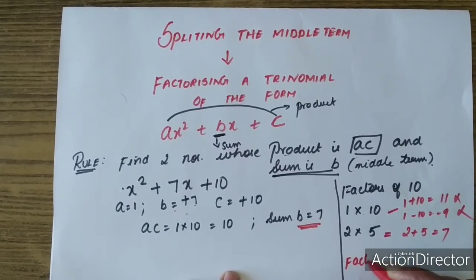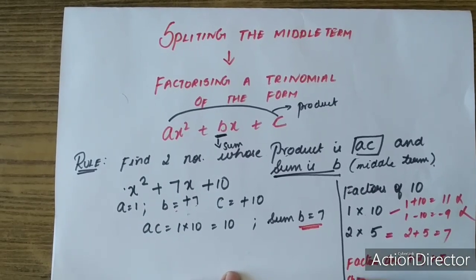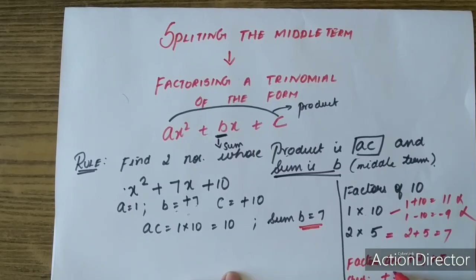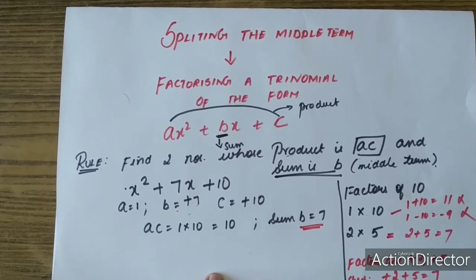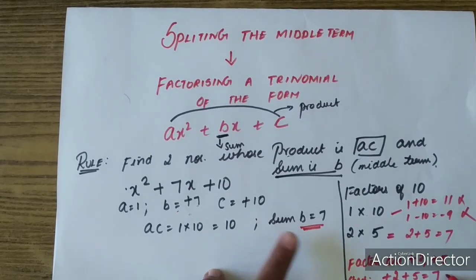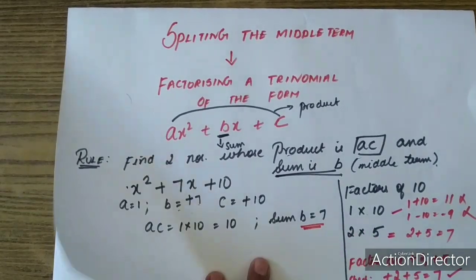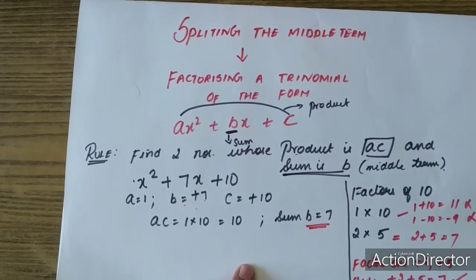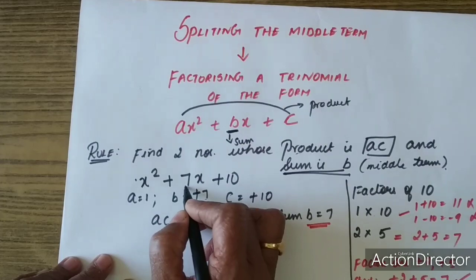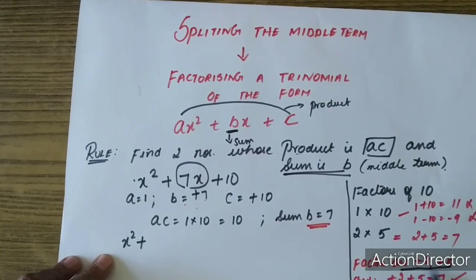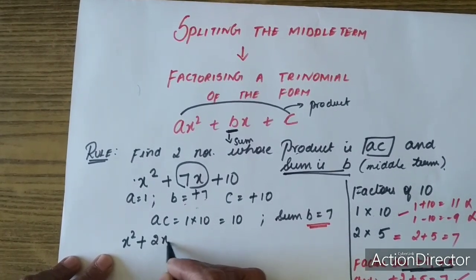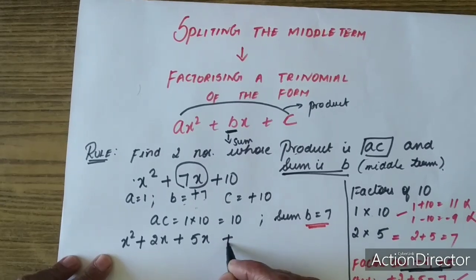So my factors are plus 2 and plus 5. So you check over here, plus 2 plus 5 is equal to 7 and plus 2 into plus 5 will be equal to 10. So both the conditions are satisfied. So I have the sum as 7 and the product as 10. So now I am going to split this plus 7x as x square plus, what are the two factors I have chosen? Plus 2 and plus 5. Plus 2x plus 5x plus 10.